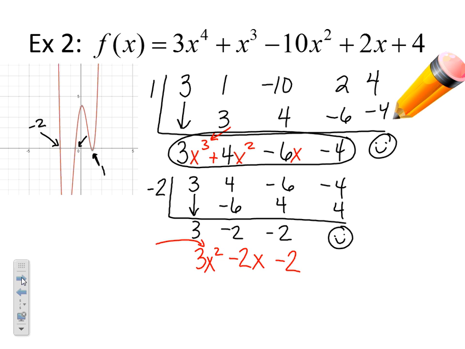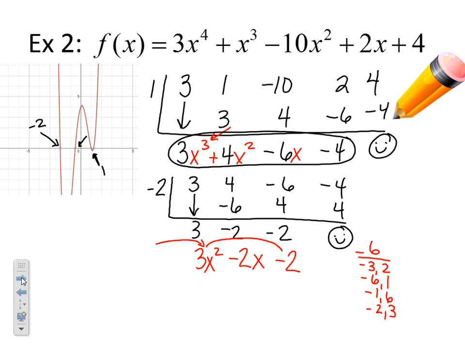Well, you go, hey, maybe factoring, maybe the AC method. 3 times negative 2 is negative 6. What multiplies to make negative 6 and adds to make negative 2? Uh-oh, people. It's not looking too good. There's nothing that does that.